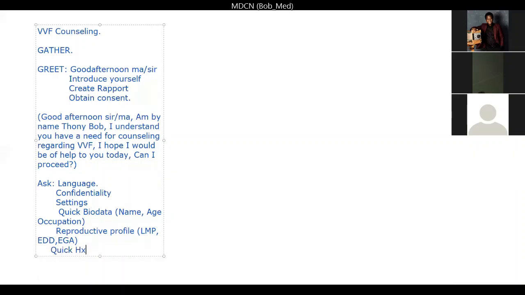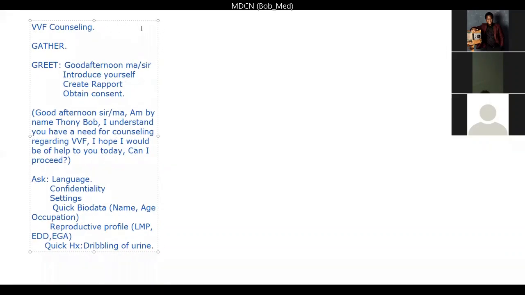So under the quick history, you want to ask some few symptoms of vesicovaginal fistula. Things like maybe you've been experiencing uncontrollable urination, dribbling of urine. You want to ask, have you been experiencing things like dribbling of urine? Please take note, doctor. You want to ask this. This is very important. So after this, the next thing is to go to your counseling proper. You are done with the basic stuff here. Do you understand, doctor?